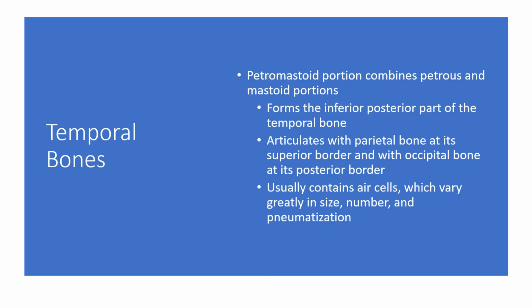All right, so the petromastoid portion combines the petrous and the mastoid portions, forms the inferior posterior part of the temporal bone, and articulates with the parietal bone at the superior border and the occipital bone at the posterior border. Usually the mastoid portion contains air cells, which vary greatly in size, number, and pneumatization. The function of the mastoid air cells is as a ballast tank for the middle ear.